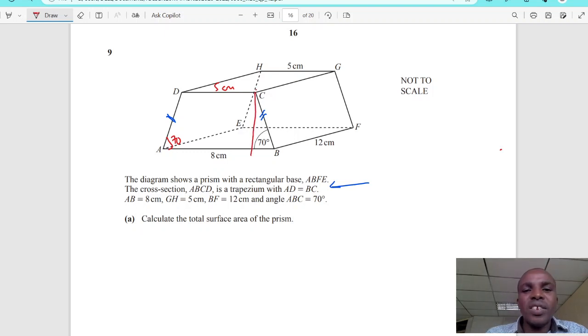If I can draw, I want the height of the trapezium. If I do it like this, then see this whole side is 8 centimeters, and the top part is 5 centimeters. You say 8 minus 5 is what? Is 3. Then these two sides are the same. 3 divided by 2 is 1.5, 1.5, like this. So from this, you can find your height.